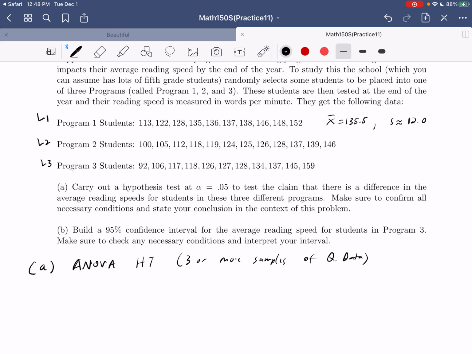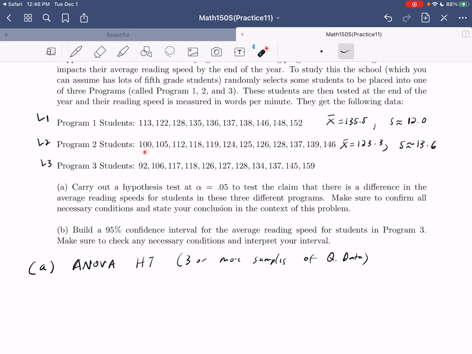For the second one, we'll do stat, calc, 1 var stats. Make sure to put in L2 now, though. And looks like their average was 123.3, and their standard deviation was 13.6. So a slightly lower average reading speed and a slightly higher amount of deviation, which should make sense.